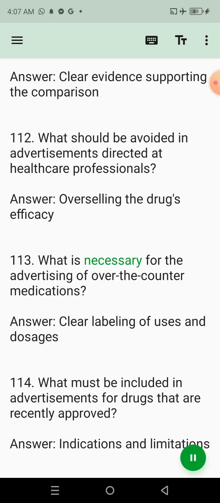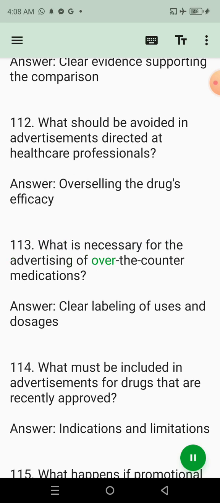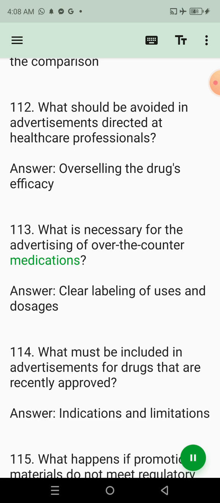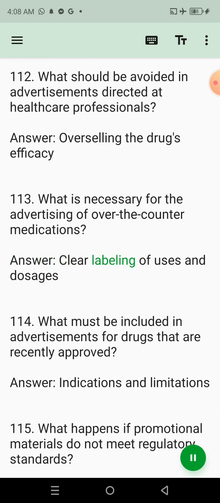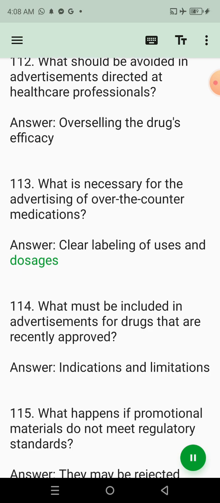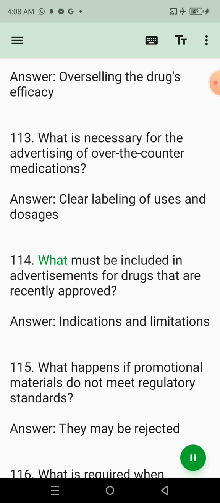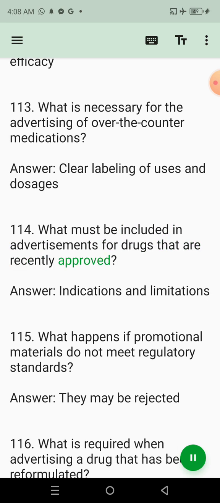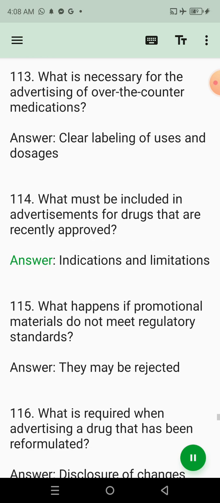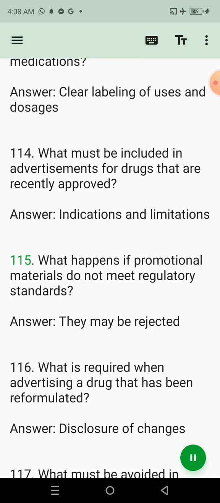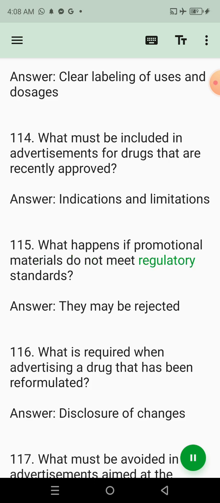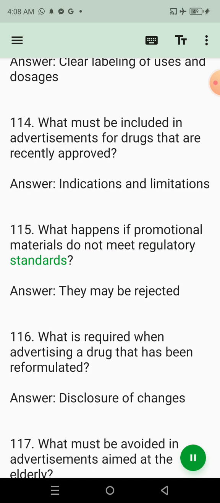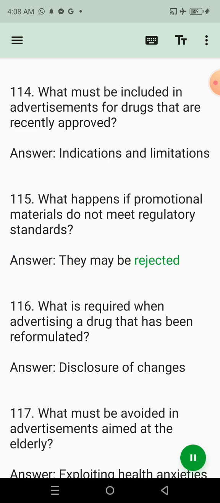113. What is necessary for the advertising of over-the-counter medications? Answer: clear labeling of uses and dosages. 114. What must be included in advertisements for drugs that are recently approved? Answer: indications and limitations. 115. What happens if promotional materials do not meet regulatory standards? Answer: they may be rejected.